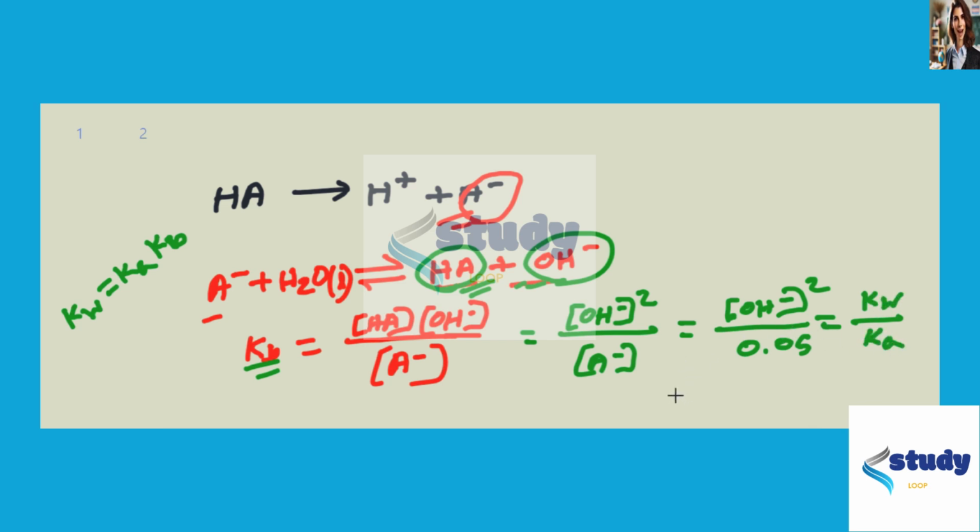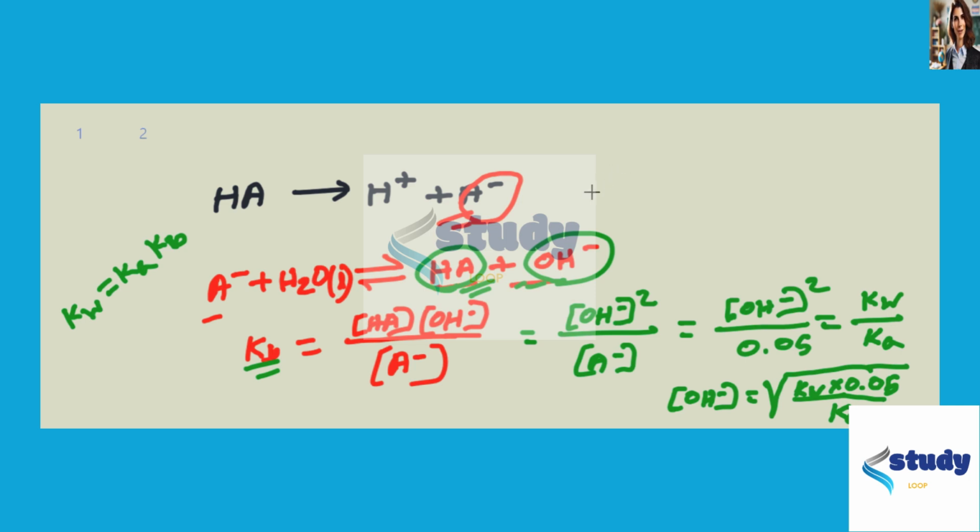And from here we can write an expression for the OH minus concentration, which will be the square root of Kw times 0.05 over Ka.